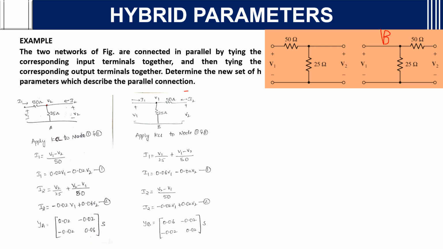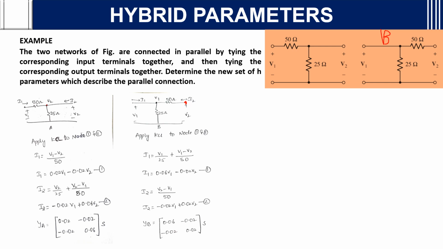For node 2, I2 is the incoming current. Then the outgoing current is V2 minus V1 by 50. Sorry, V2 minus V1 by 50. Why? Because with respect to node 2, this point is node 2. If I2 is the incoming current, the outgoing current for this node is V2 minus V1 by 50. So you will get I2 is equal to minus 0.02 V1 plus 0.02 V2. So the Y values also you will get in terms of signs.